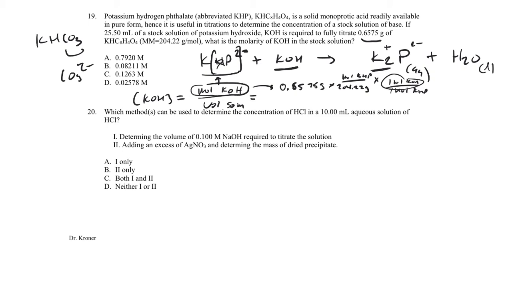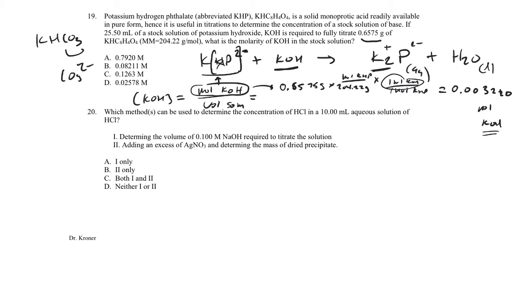So what we're basically saying here is that we started the titration with 0.6575 divided by 204.22. So we have 0.003219.5, etc. moles of KHP. So we have to add 0.003219.5, so 0.003220 moles of KOH. So for every mole of KHP, we have to add a mole of KOH.